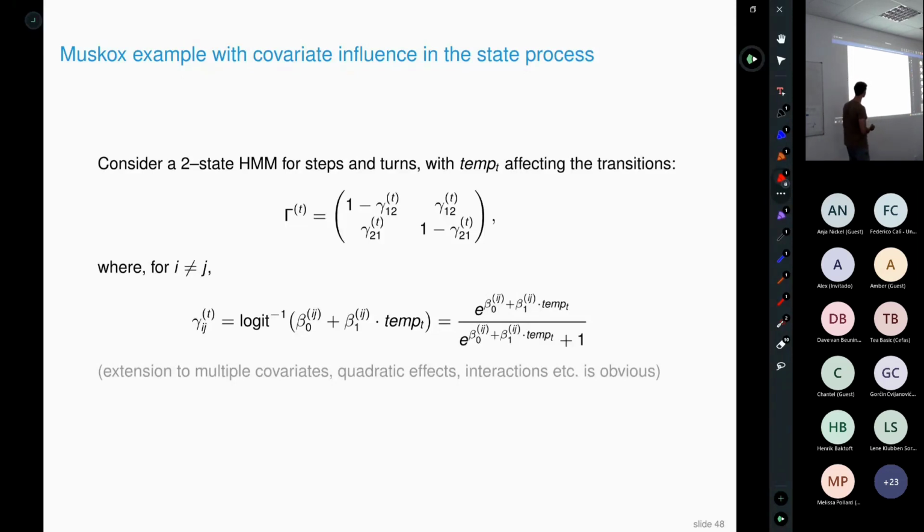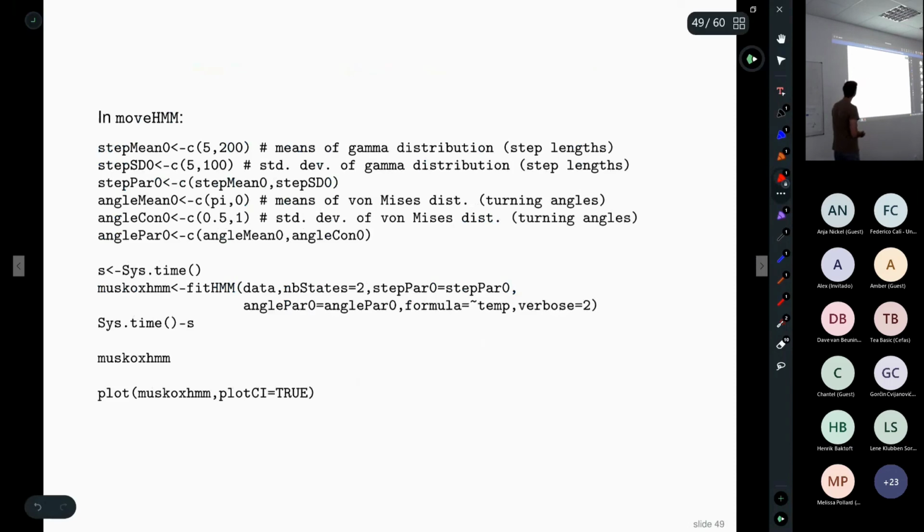Okay, so 60 seconds left. That will be fine for 10 slides. How this works in moveHMM, not much has changed. I just add this argument here, formula, and this is the formula where I specify how my covariate, in this case temperature, affects my state transition probabilities. By default, this will incorporate a logistic regression model into the state transition probabilities. And here you write the linear predictor just like you would in LM or GLM or lme4 or whatever you're using to fit regression models. So this is simple regression modeling syntax, but within the HMM.